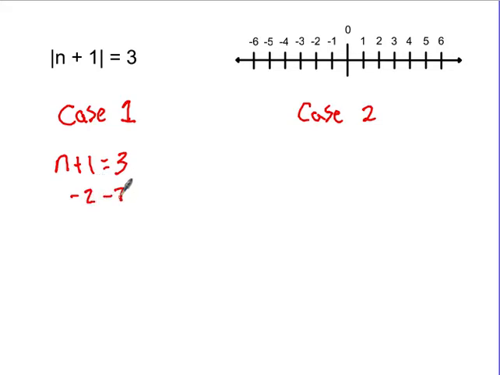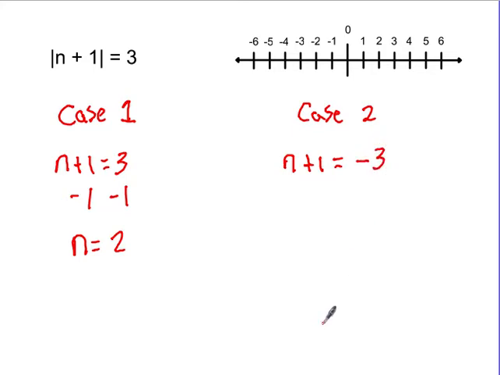Subtract 2. What? Subtract 2? Why would I do that? Because I'm thinking of what the answer would be. Subtract 1, and n equals 2. You with me? That makes sense? So what do you think case 2 needs to look like? N plus 1 equals, what could the inside of my brackets be? -3. So n plus 1 equals -3.